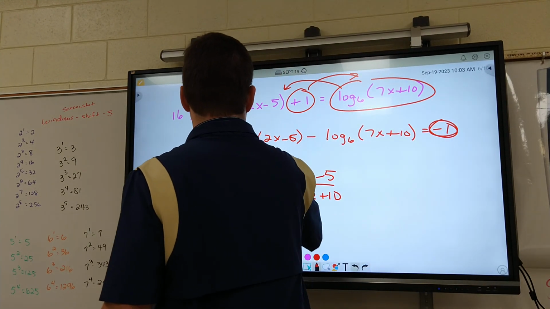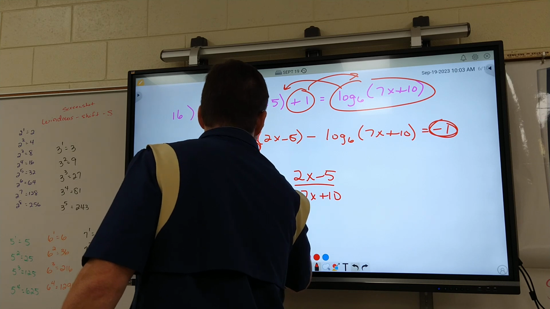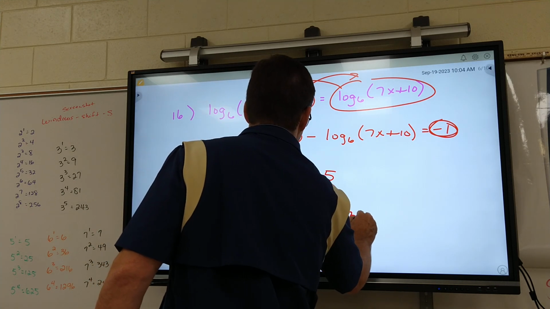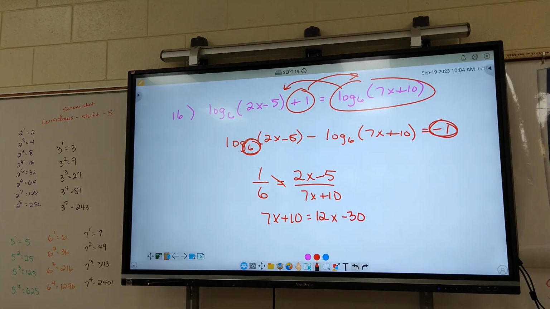All right, let's cross multiply. It doesn't matter which way you go first. I'll go that way. 7x plus 10, 12x minus 30. And we don't have an x squared on this one. You don't have to do quadratic formula on this one. All right, just do your like terms and get an answer, and then check it.